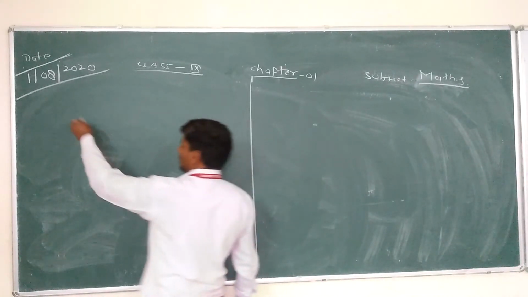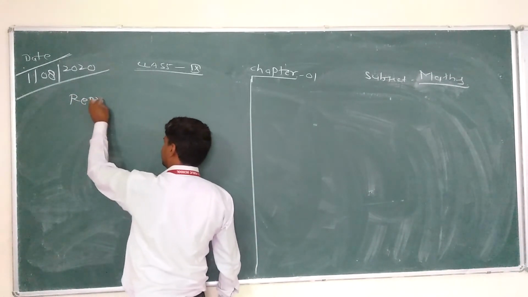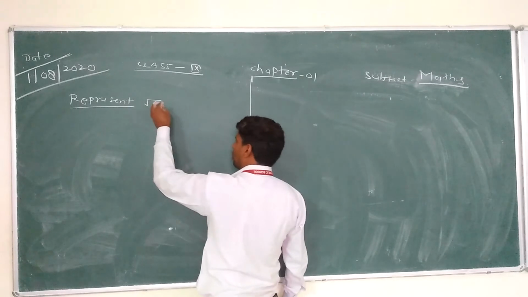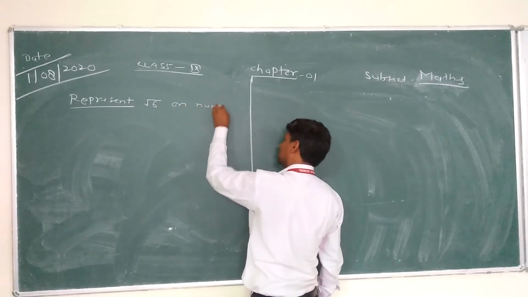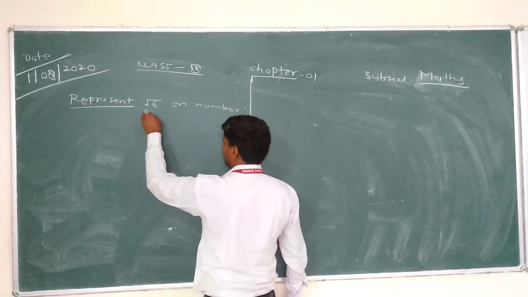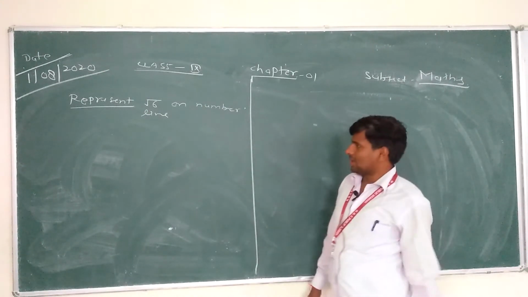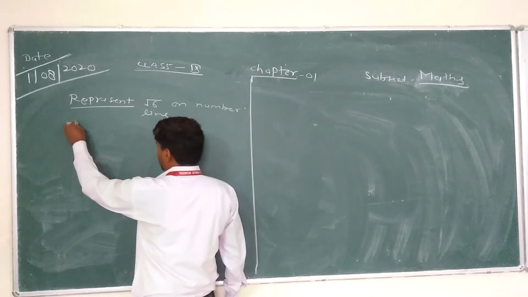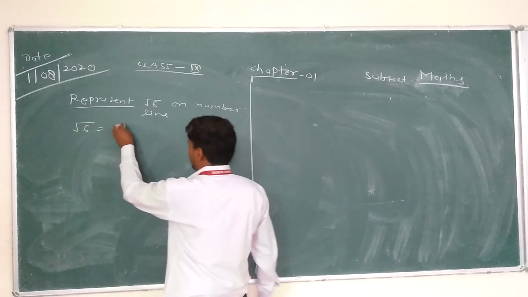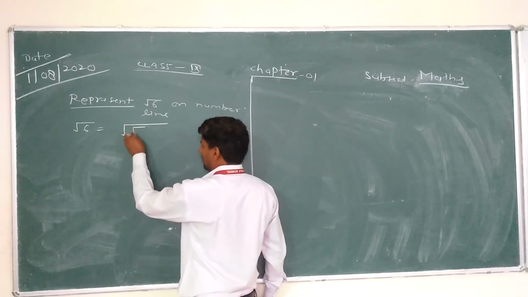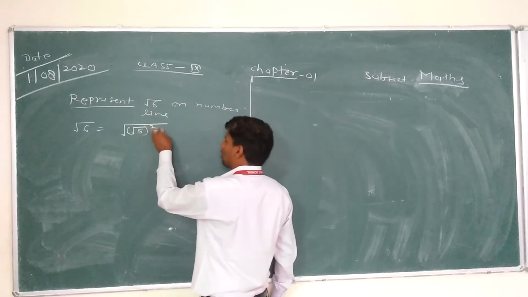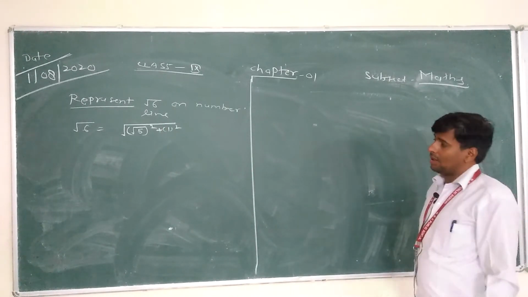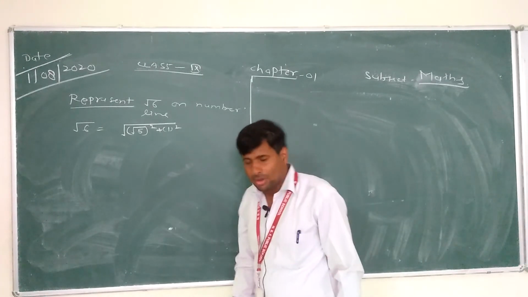Represent root of 6 on number line. Root of 6 on number line. Then see, how can we represent root of 6? For root of 6, we can depend on root of 5. We can write root of 5 square plus 1 square. It means overall, first we need to represent root of 5, then root of 6.